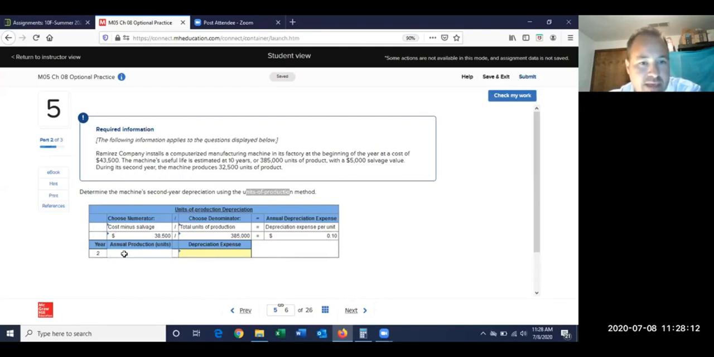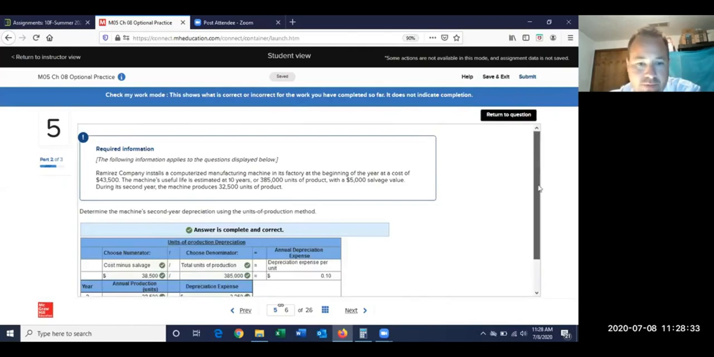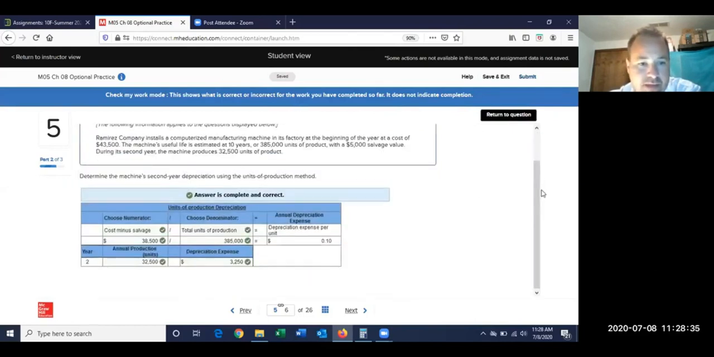All right, here it's saying, okay, how many units did you actually make? And we made 32.5. So therefore, our depreciation expense is simply 32.5 times 10 cents a unit. So just move the decimal. So that's 32.50. Let's check the work. And that looks correct as well.